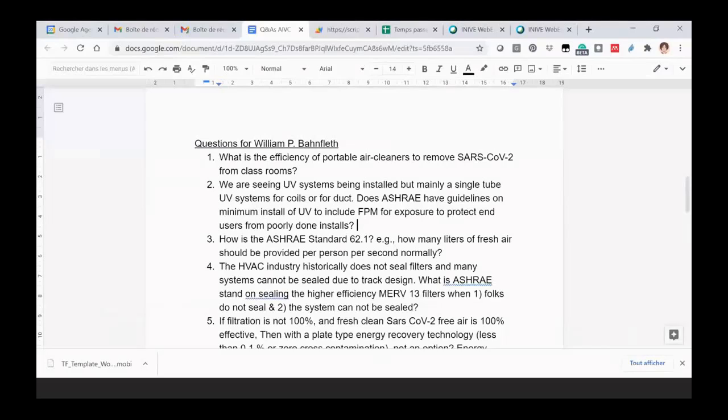What is the efficiency of a portable air cleaner to remove threats in the classroom? Do you have standards for that or certification? Well, if they're rated devices, they're selected for their clean air delivery rate. There's an Association of Home Appliance Manufacturers test procedure for portable air cleaners for particulate matter, at least, and so we're applying that clean air delivery rate to the classroom, and so that's the efficiency.